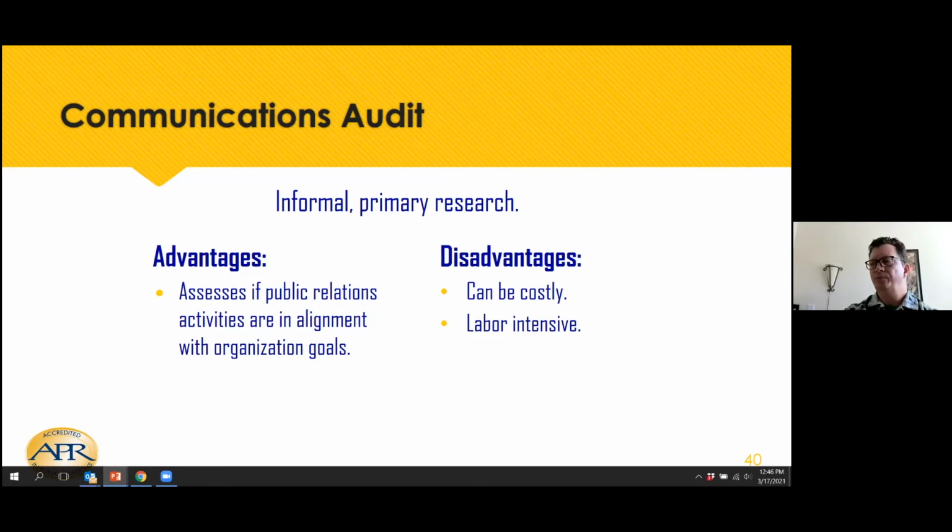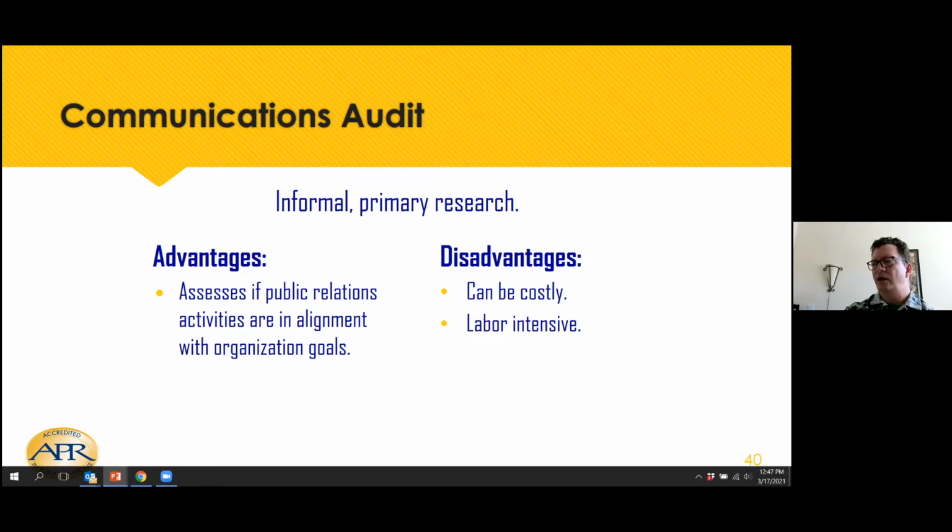fundraising proposals. And what you're really looking for in a communications audit is internal consistency with messaging to make sure that if you're saying one thing to one audience, you're saying the same thing to a different audience so that your messages are the same. And you're also looking, as it says here, whether or not your messaging matches the mission and the goals of the organization, what you're trying to accomplish.